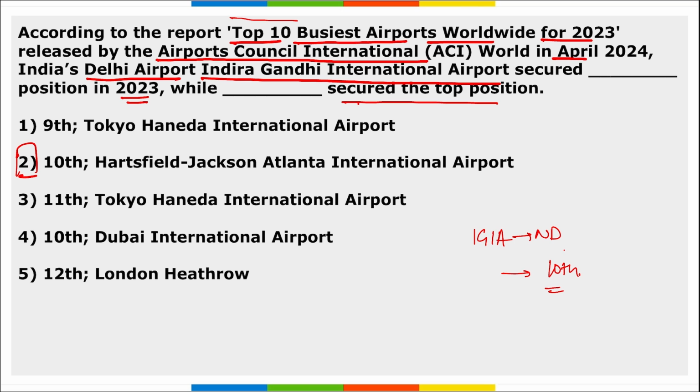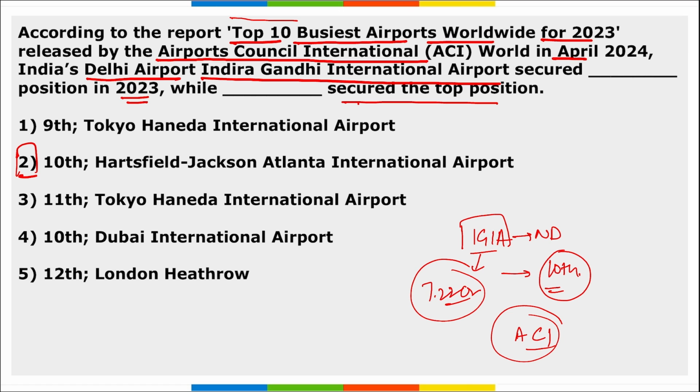Right? This Indira Gandhi International Airport, what was the rank here? It was 10th. It is the top 10 busiest airports worldwide report, and it is released by ACI World, that is Airports Council International World. Take a note of this. And Indira Gandhi International Airport handled close to 7.22 crore passengers in 2023. Moving on. Hartsfield-Jackson Atlanta International Airport is located in the United States of America.